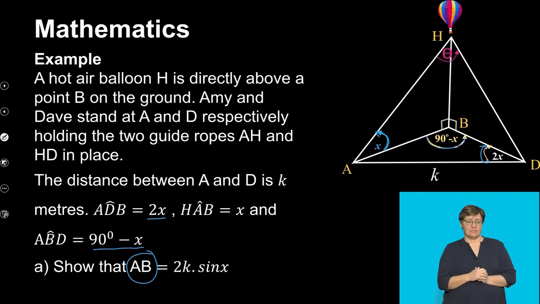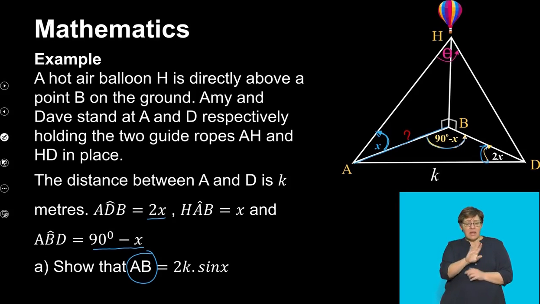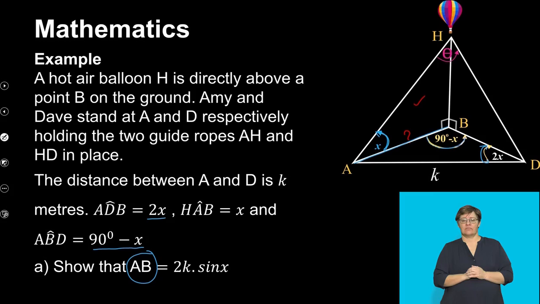Okay, so we need to find AB in terms of k and x. Now, AB belongs to both triangles, this right angle triangle and this one, ABD, the horizontal triangle. Obviously, we don't have enough information in the right angle triangle because we only have x. So we can't use that triangle. We're probably going to use triangle ABD in order to find AB.